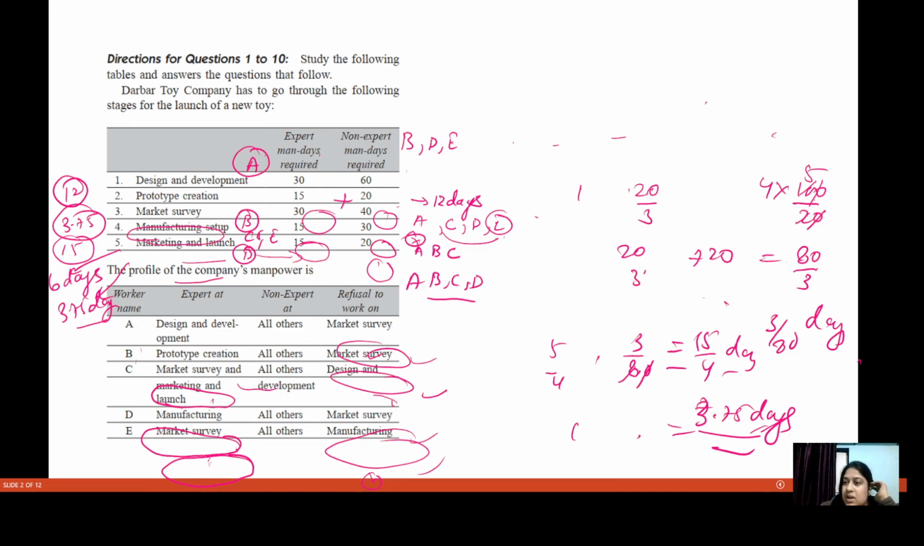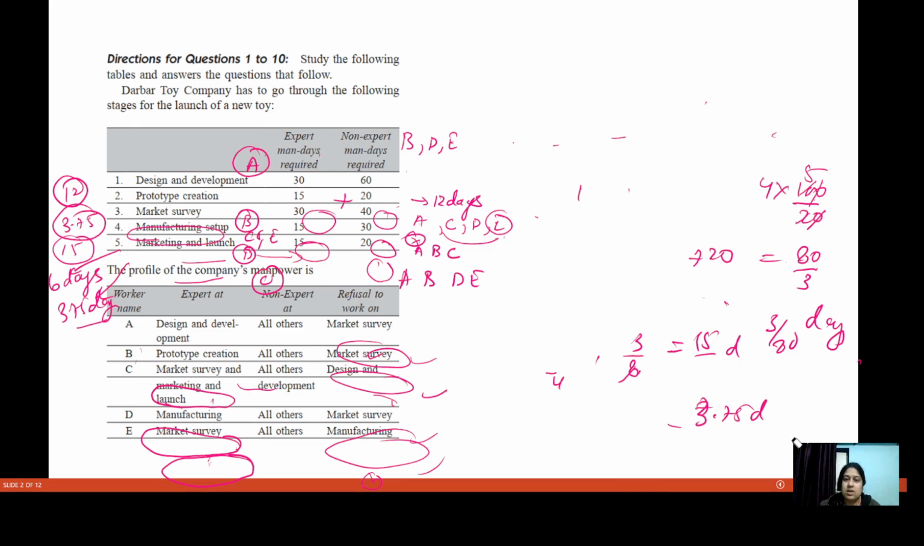And which ones are experts in marketing and launch? C is expert in marketing and launch, and A, B, D, E are non-experts. So actually this is our data, which we have taken out.